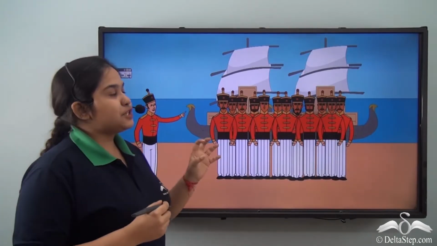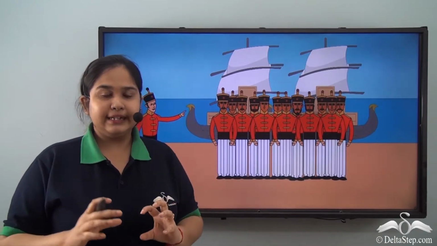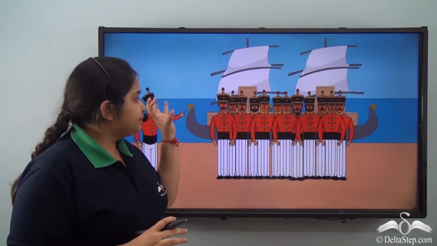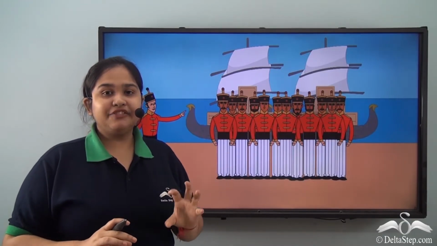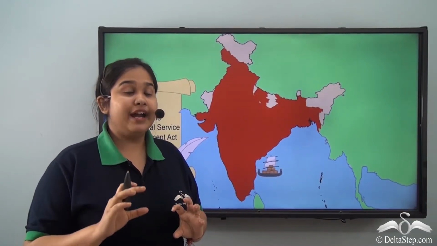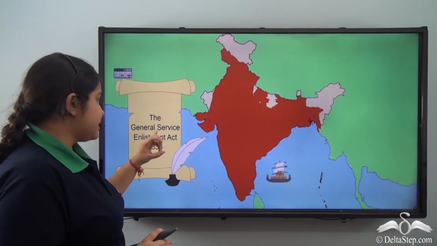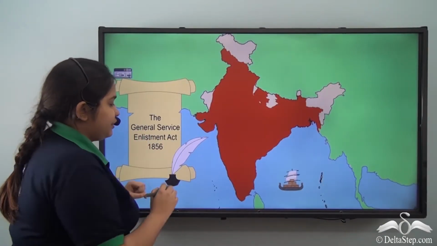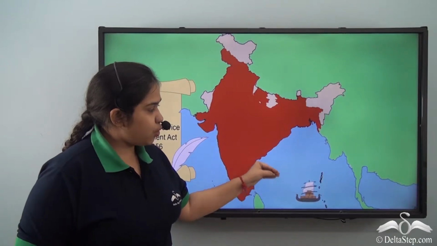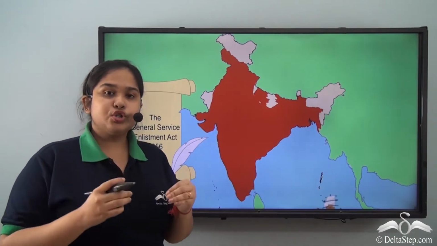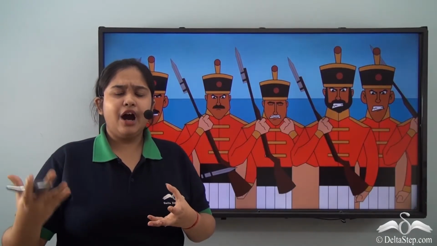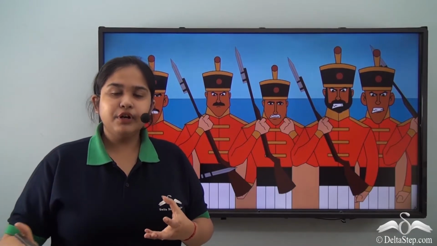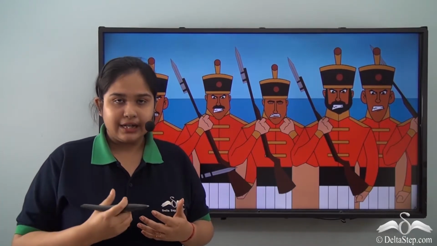So when the Enlistment Act was enacted, it stated that the Indian soldiers would have to perform overseas activities in the army if and when required. The General Service Enlistment Act of 1856 stated that this overseas activity was also to be considered an act that the Indian army was to deliver as and when asked.